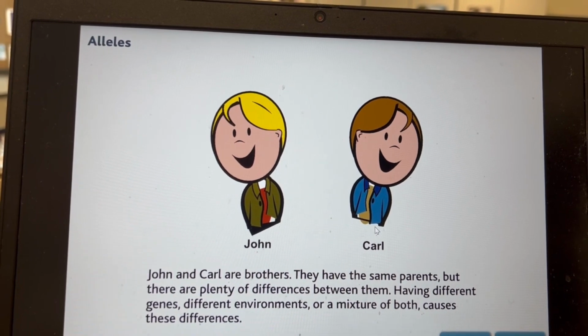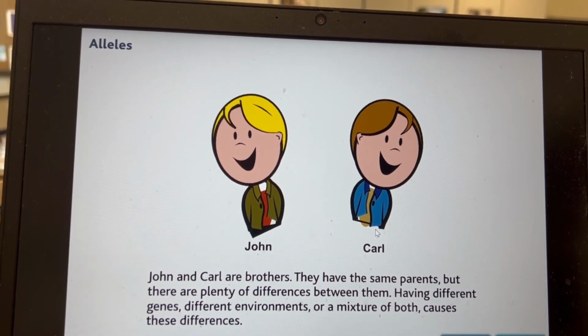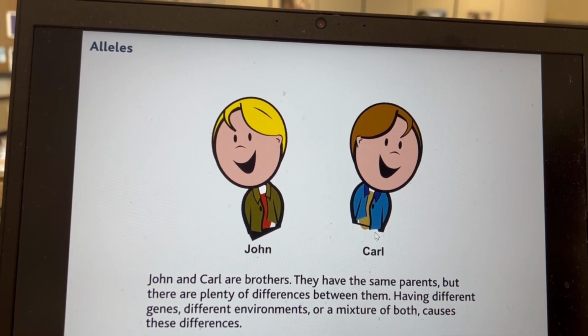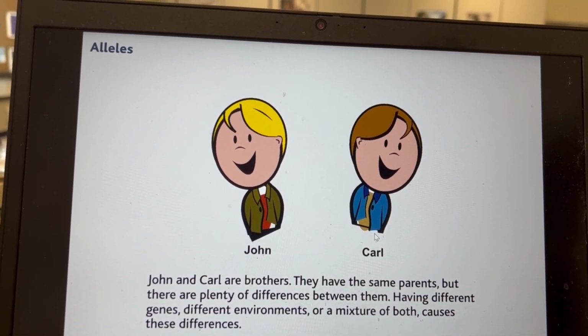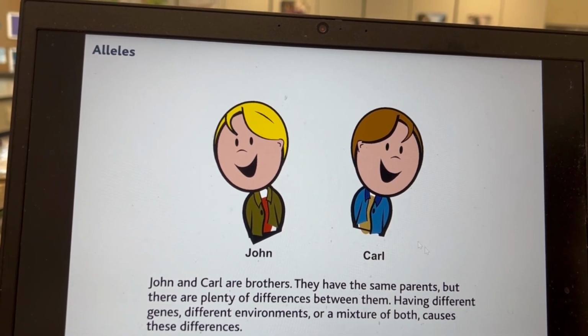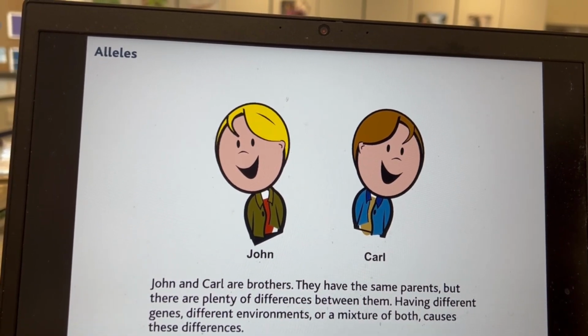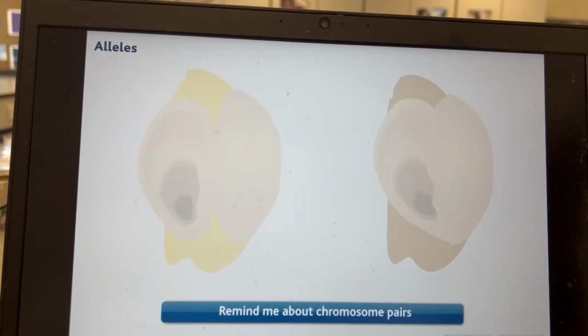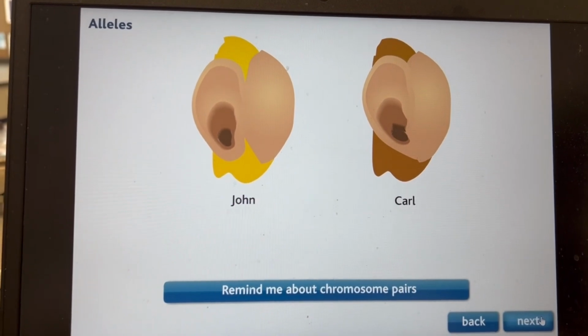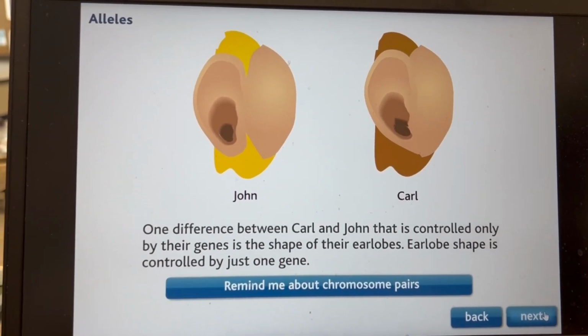They are both brothers. The two brothers come from the same parents, so this means they would each make up 50% of their mum and 50% of the dad. However, they do not look the same. There are plenty of differences between them. Therefore, they must have different genes. Okay, and we're going to have a look at how this happens.